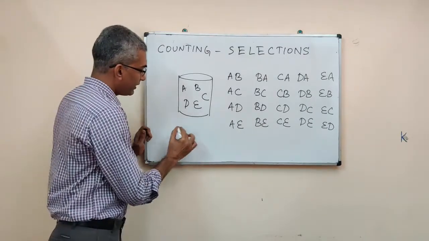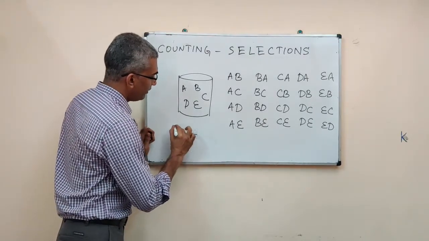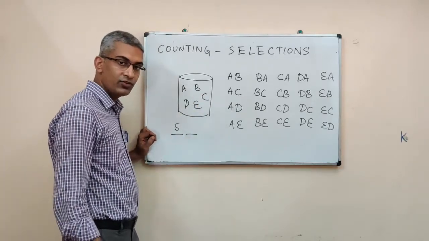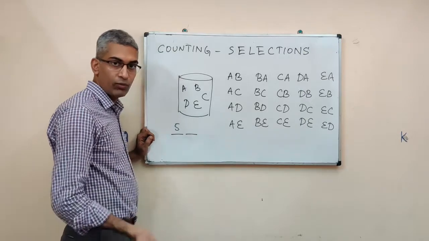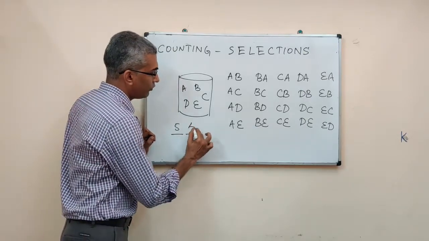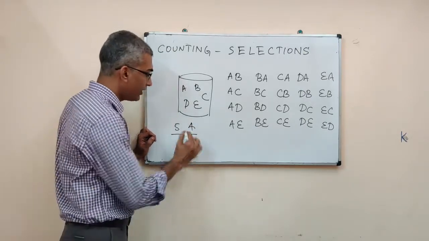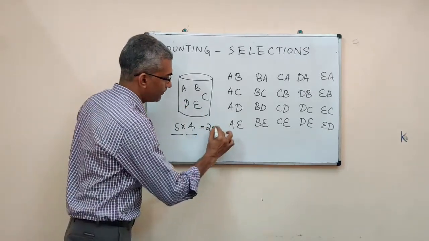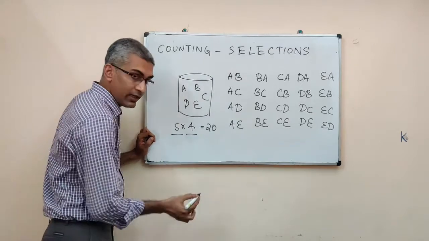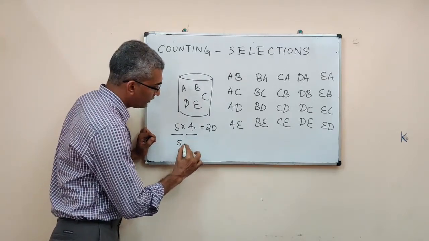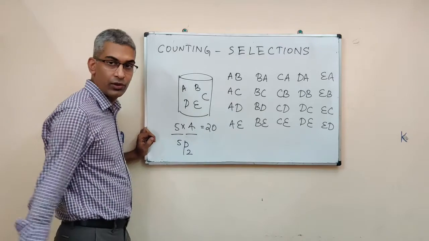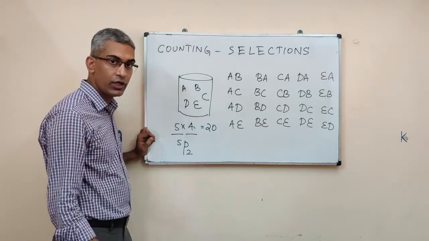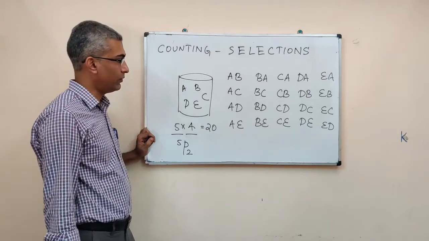If you look at this mathematically, the first place can be filled in 5 ways. There are 5 letters, all of them are different. So the first place can be filled in 5 ways. Once I use one letter, that letter is no more available. So the second place can be filled in 4 ways. Total number of possibilities will be 5 multiplied by 4, which is 20. In mathematical parlance, we can also represent this using 5P2. Number of permutations of 5 different things taking 2 at a time without repetition when the arrangement is linear.